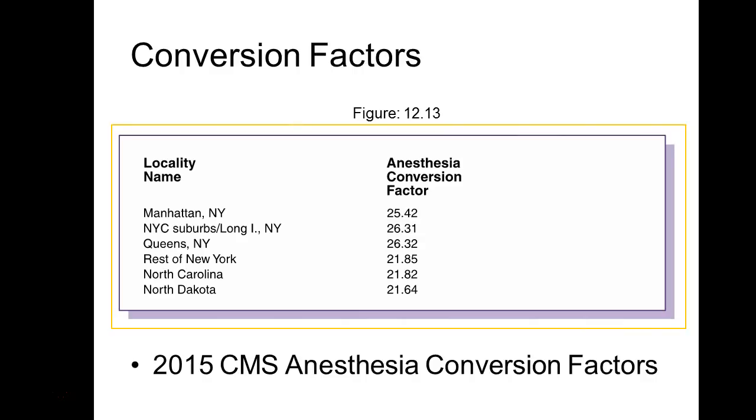So again, just to give you an idea of some different types of conversion factors, these are from 2015. So again, Manhattan is 25.42, the New York suburbs are 26.31, Queens is 26.32, and rest of New York is 21.85. And that's because living in both the suburbs and in Manhattan or Queens is much more expensive. The standard of living is much, much higher. So they get paid a little bit more versus if you go up into mid-state in northern New York, everything is a lot cheaper. And so they get paid a little bit less. Again, it's about $4 to $5 difference between the city and the rest of New York. But again, you know, you can get a 300 square foot studio for $500,000 in New York City. So we have to keep that stuff in mind. The standard of living is much higher, so they get paid more for those areas.